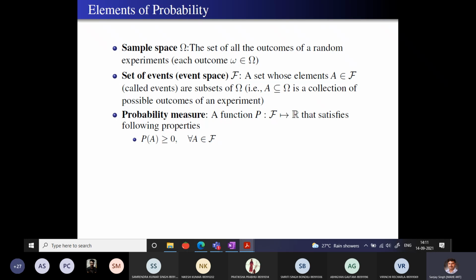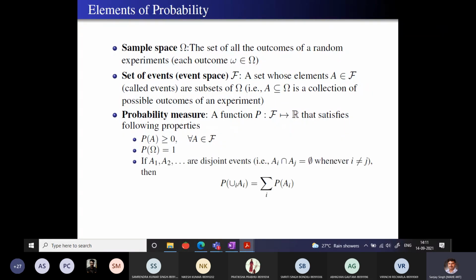So the probability of an event will always be a positive number. It can be greater than or equal to 0, but it cannot exceed 1. And the probability of the entire sample space, you know, is equal to 1. And if you have disjoint events, we can always sum their probabilities. These properties are called the axioms of probability, as I told earlier. And you know what we mean by disjoint: when no events are common.